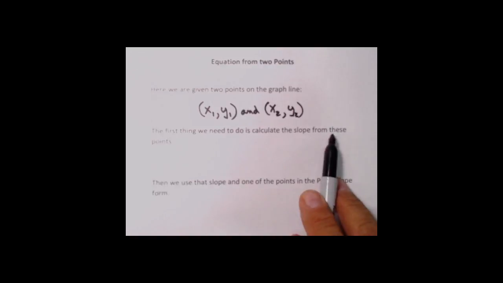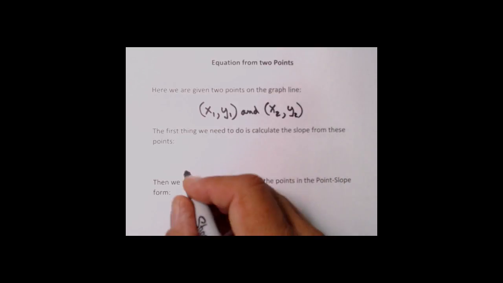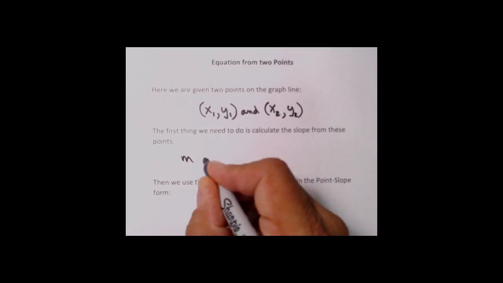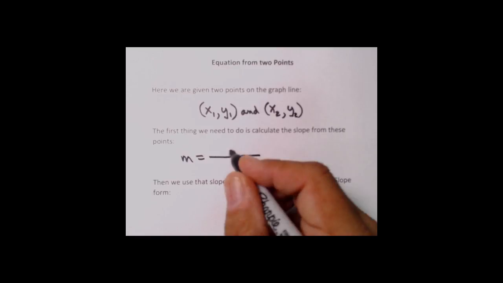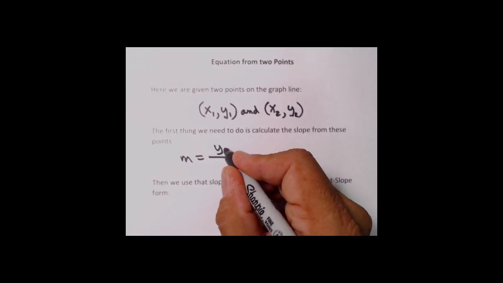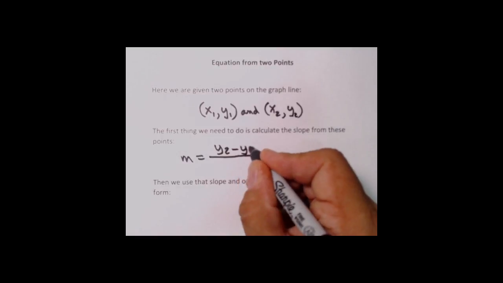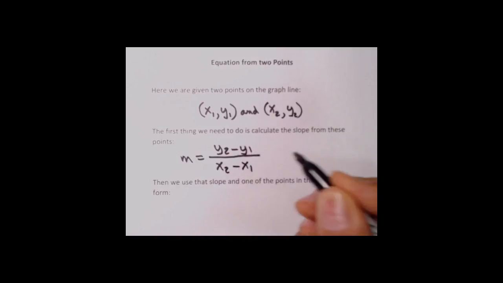The first thing we have to do is figure out the slope ourselves, because whichever equation we're going to use, we need to have the slope. So remember that m equals rise over run, of course, and the rise is the difference in the y's: y2 minus y1 over x2 minus x1.